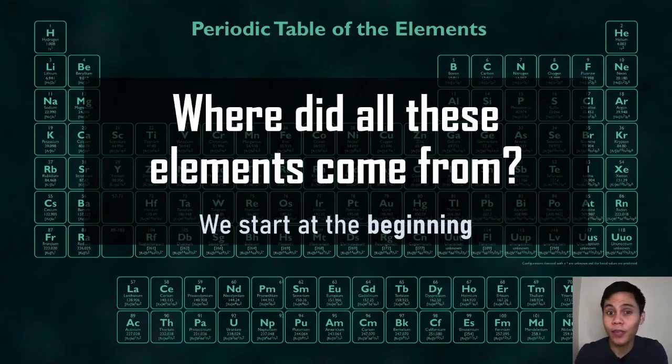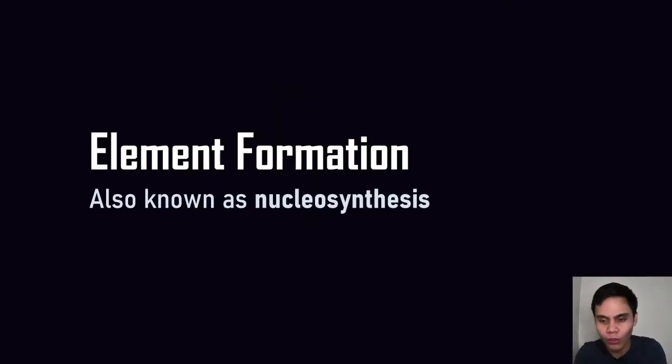What's up, science fam? You all know the periodic table, but where did all these elements in the periodic table of elements come from? That's what we're going to talk about in this session. My name is Sir Ramon, and this is Science with Sir Ramon. And we're going to start at the beginning of the universe. So we're going to talk about what's known as element formation, also known as nucleosynthesis. So this is the process by which the elements were formed.